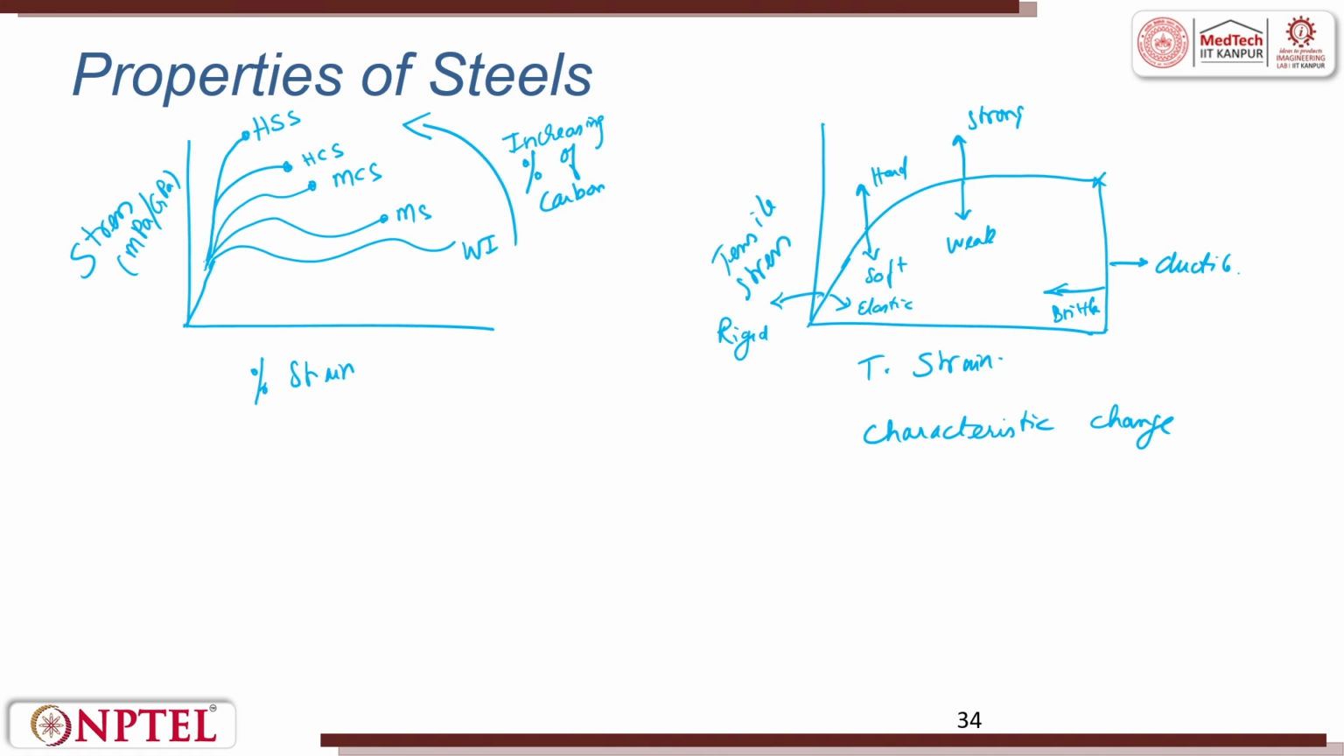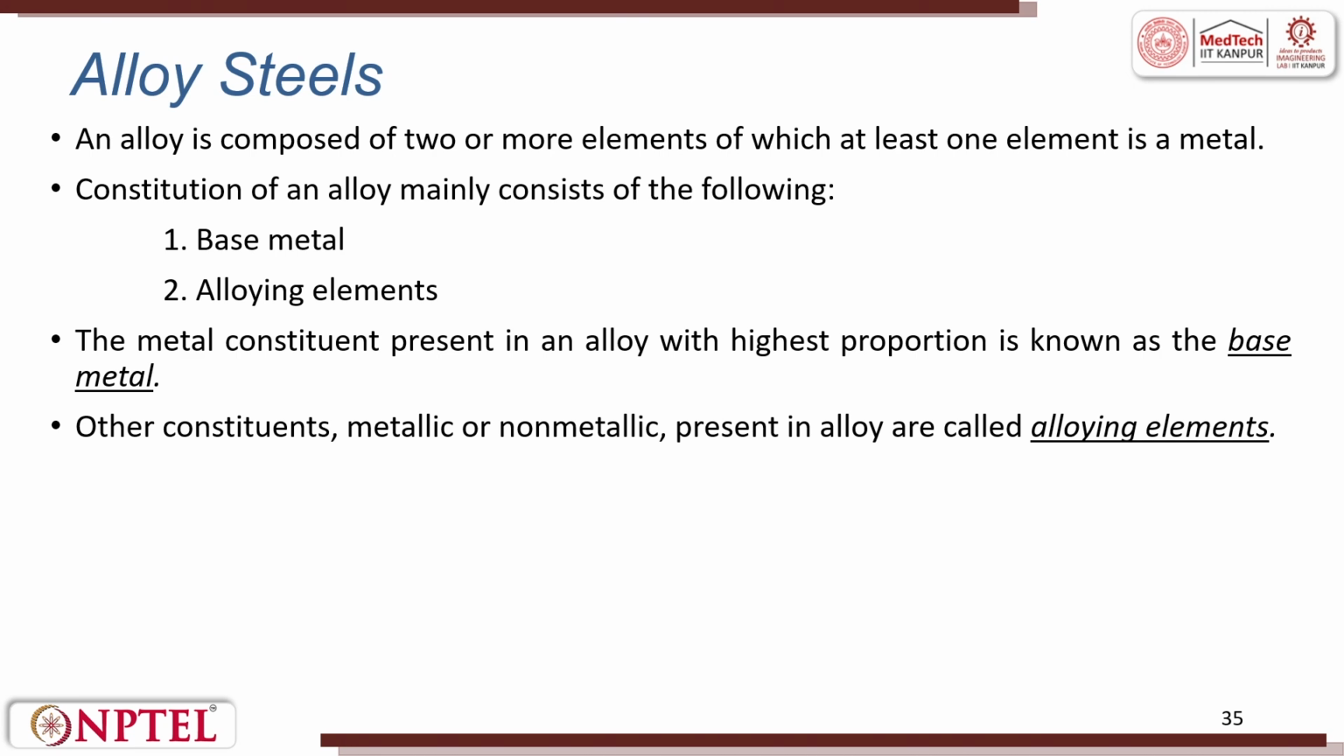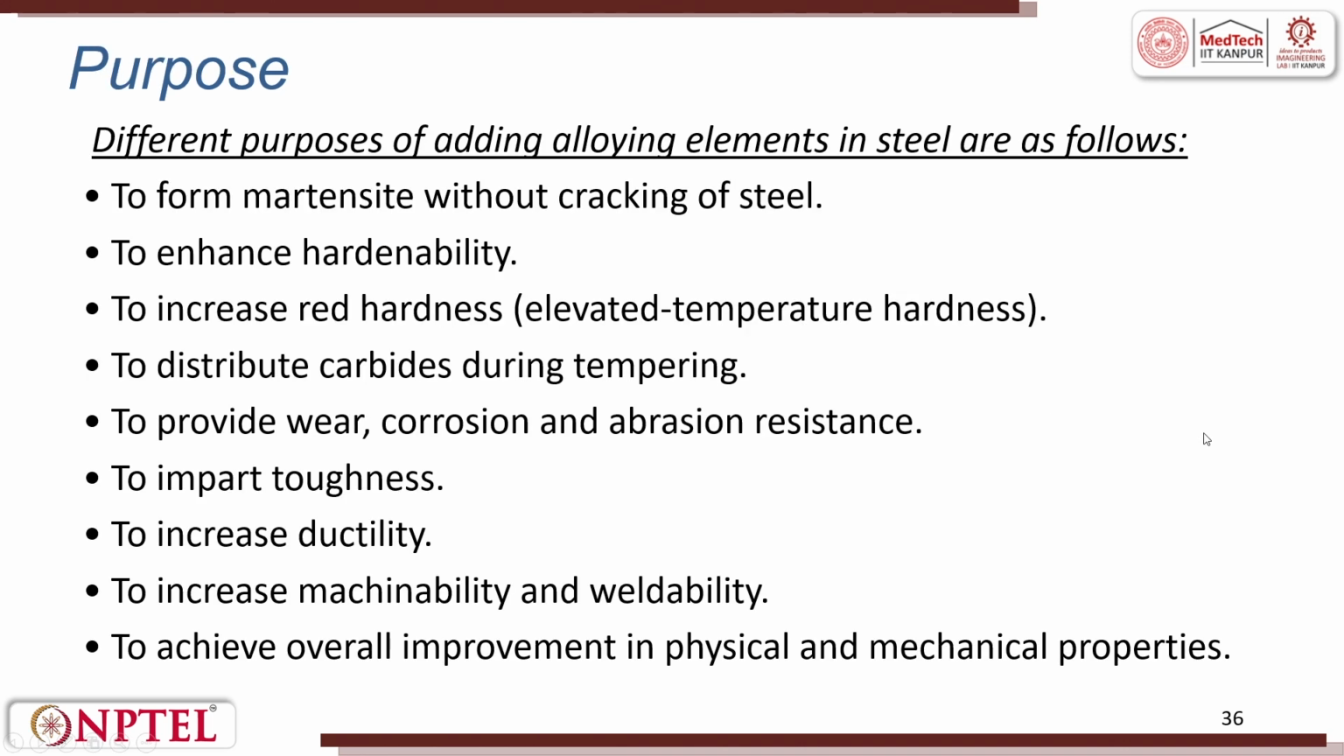This is a typical characteristic change. When we talk about alloy steel, an alloy is composed of two or more elements of which at least one element is a metal. You can have a base metal and an alloying element. The main constituent present in the alloy in the highest portion is called the base metal, and whatever is getting added is called the alloying element.